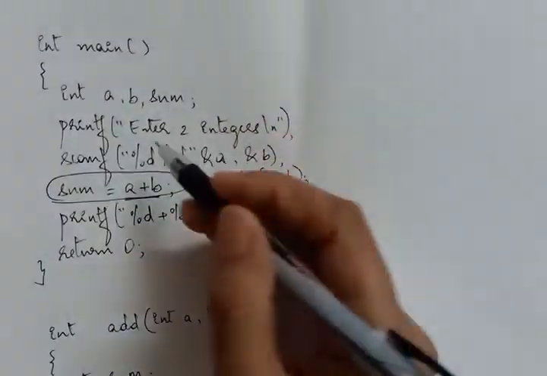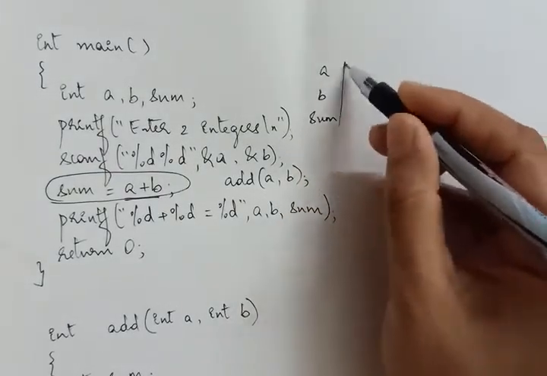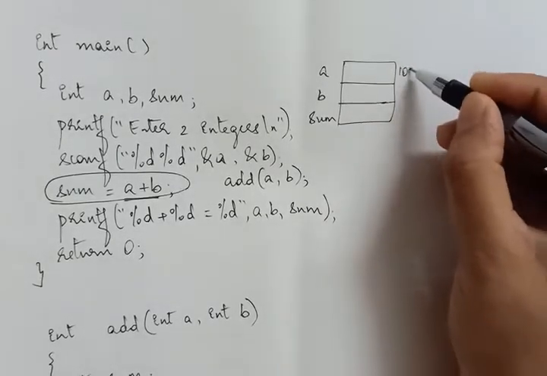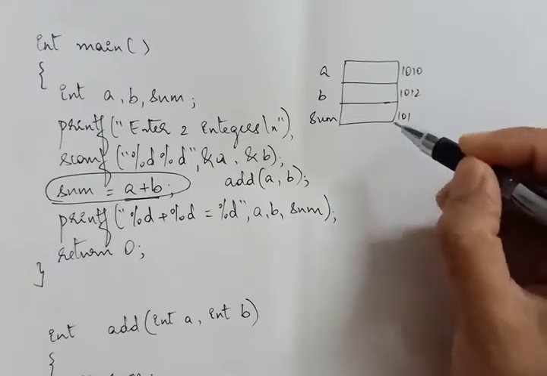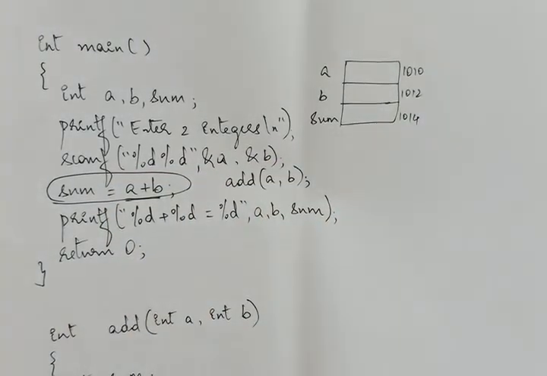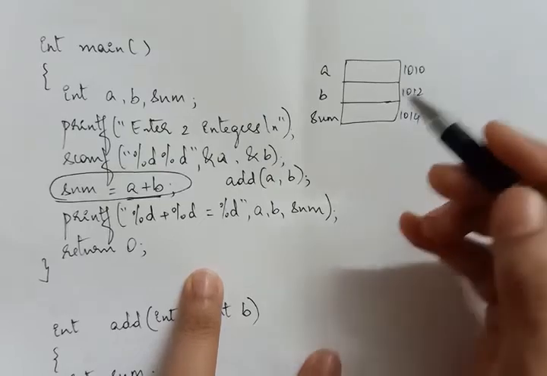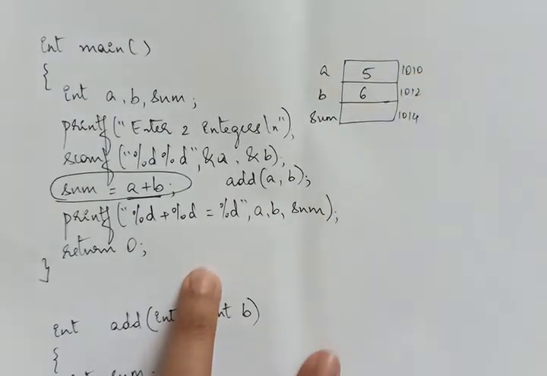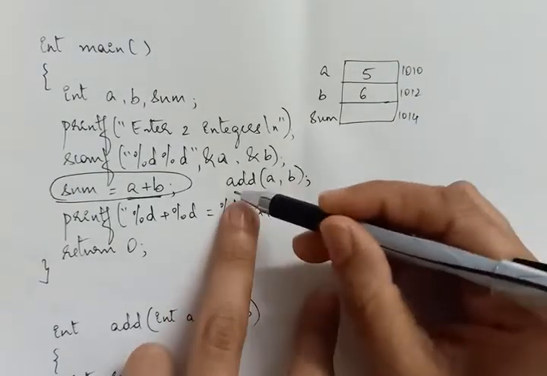So when this statement is executed, you have a, b, sum with locations. Say suppose this is stored in 1010, and I'm just taking contiguous locations with respect to integer, keeping in mind a 16-bit machine, 2 bytes I've considered. So it's been allocated some memory, and say suppose the user enters 5 and 6. So it's been stored in its respective locations, and now add.